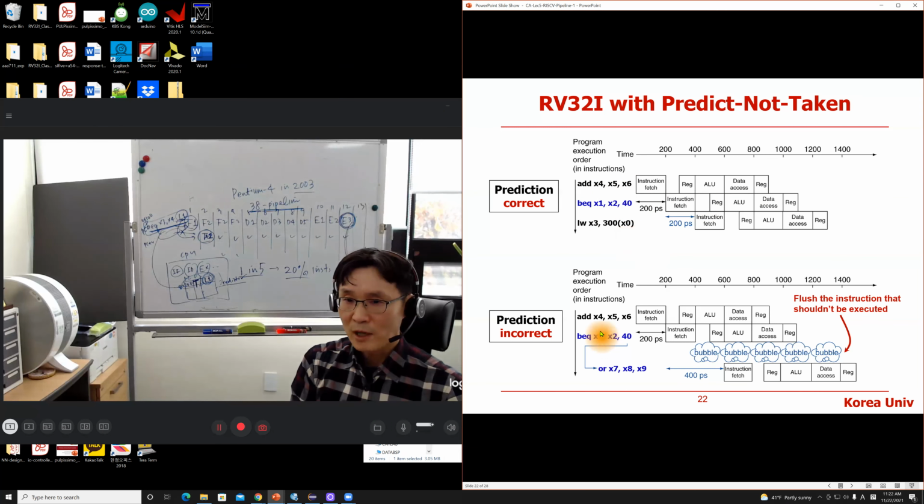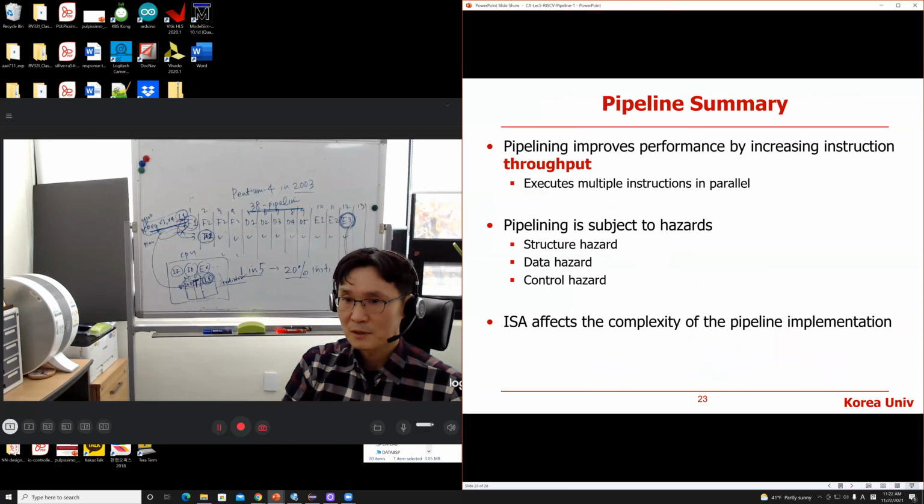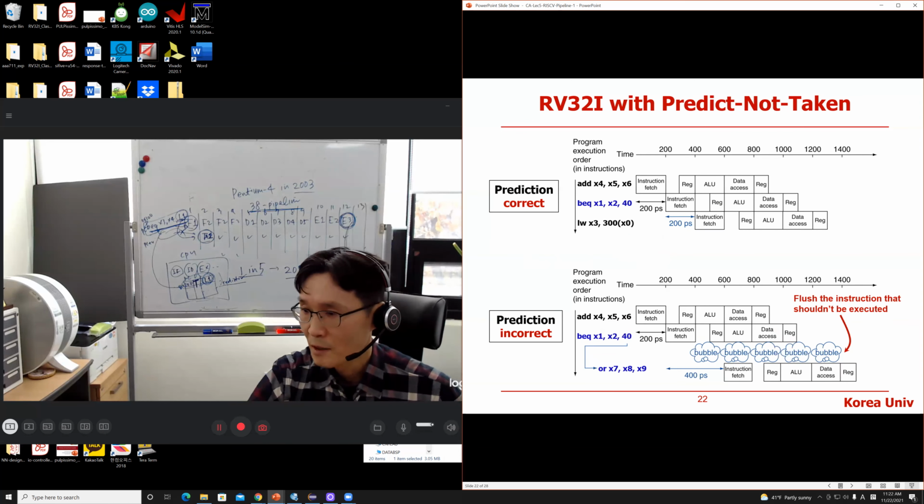And if the branch prediction turns out to be wrong, meaning this branch is taken, then you have to flush out those instructions from the pipe. Does it make sense?